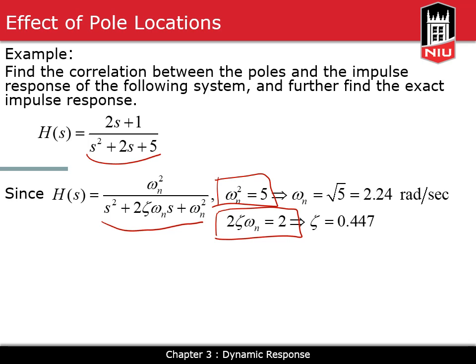So omega n squared equals 5. That means omega n is the square root of 5. 2 zeta omega n is 2. That means zeta is 1 over omega n. We already have omega n from the first equation, so that gives us zeta as well.